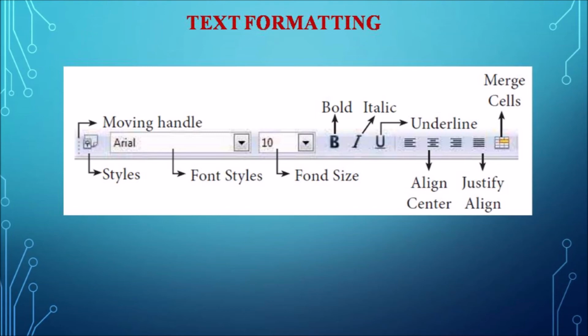Text means just the characters or data entered in a cell. So that is making the cell content bold, italic, underline, changing the font style and alignment, changing the font size and color. All these come under text formatting. Already we have seen text formatting in OpenOffice Writer. The same options are available in OpenOffice Calc also. All text formatting options are available in the formatting toolbar.